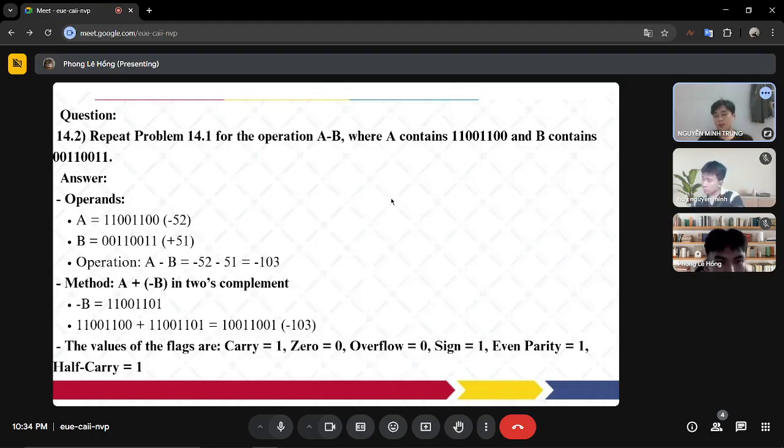A minus B in two's complement is A plus minus B, where minus B is 11001101. Here is the result. The values of the flags are: carry 1, zero 0, overflow 0, sign 1, even parity 1, half carry 1.